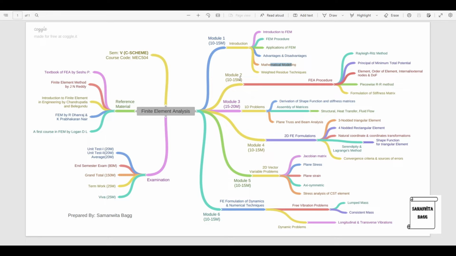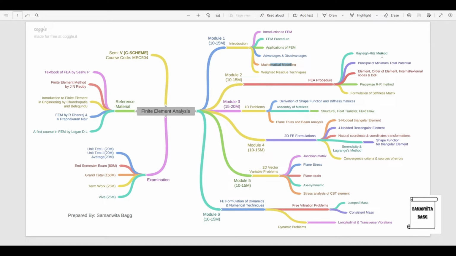Next comes module 2, which is again asked for approximately 10 to 15 marks. This topic is FEA procedure, wherein you talk about the pre-processing, processing and post-processing part. Now here you will have to study these topics. In that, the first topic is Rayleigh-Ritz method. Now Rayleigh-Ritz method is a continuation of weighted residue technique.